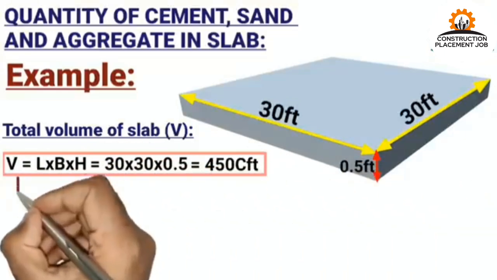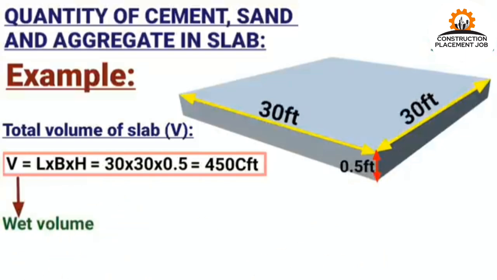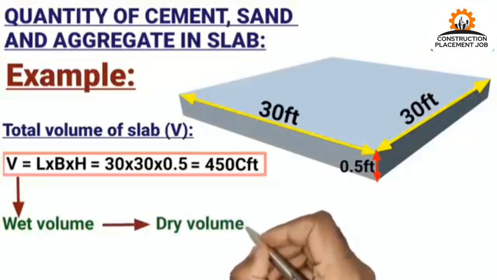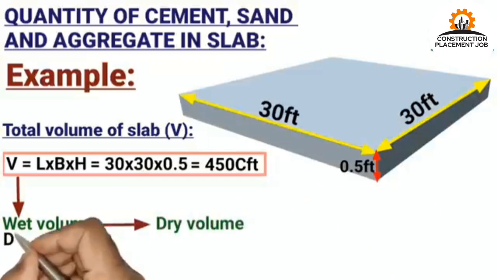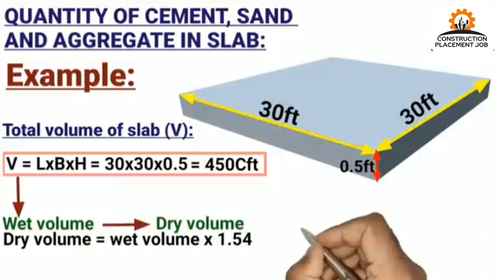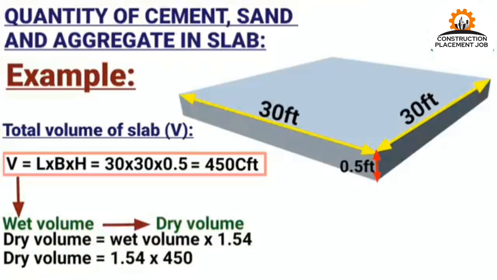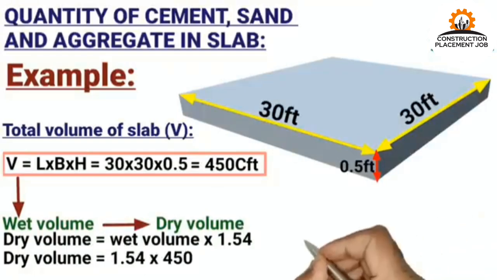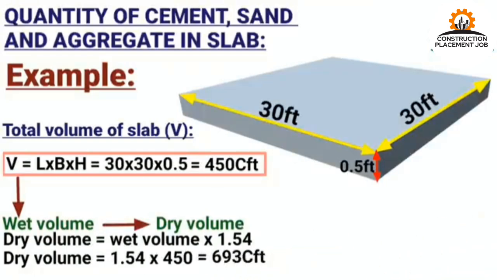It should be noted that this total volume is the wet volume of the slab. Now we need to convert this wet volume to dry volume. Dry volume is equal to wet volume into 1.54, while this 1.54 is a constant value which I will discuss in my coming tutorials. So dry volume will be equal to 1.54 into wet volume, which is 450, and finally we will get dry volume equal to 693 cubic feet.